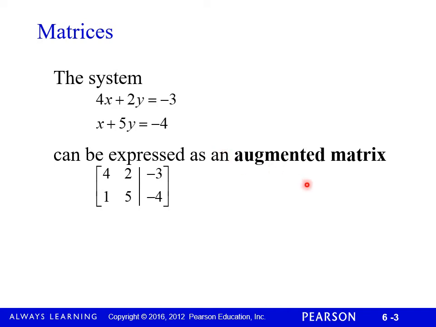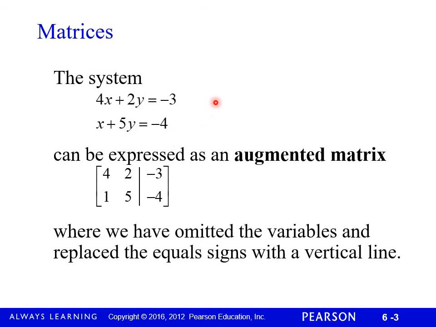It's important if you're going to be building augmented matrices that you have these in standard form with the variables in alphabetical order and lined up. An augmented matrix omits the variables and replaces the equal sign with the vertical line.